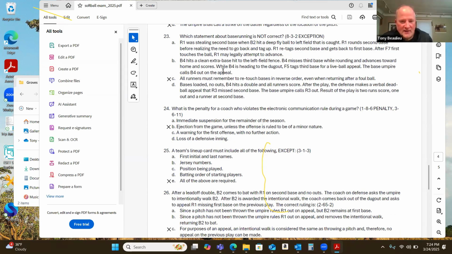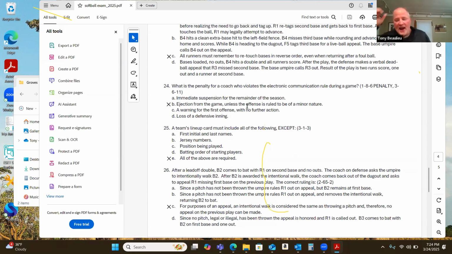Okay, number 24. What is the penalty for a coach who violates the electronic communication rule during a game? The rule supports you ejecting him or her from the game. But if the offense is ruled by you to be of a minor nature, you can just tell them to knock it off and give them a warning. If it continued again, I'd say even on the first one, probably restrict them to the dugout. Certainly the second one, you'd have to eject them. If it's really bad and they're really abusing the rule, you can eject them the first time. The rule would support you if you deem it to be a major violation.